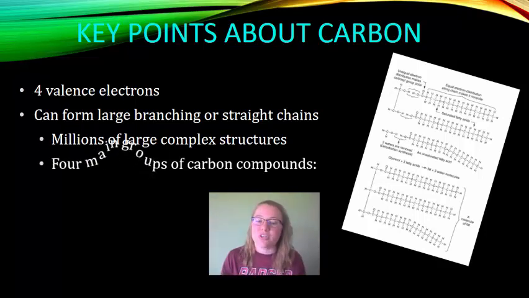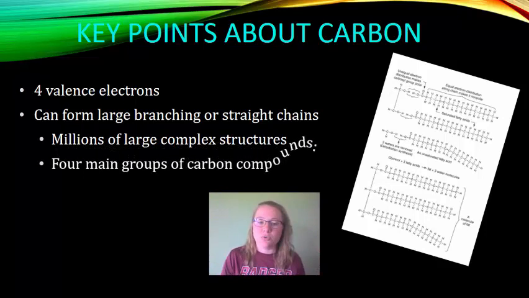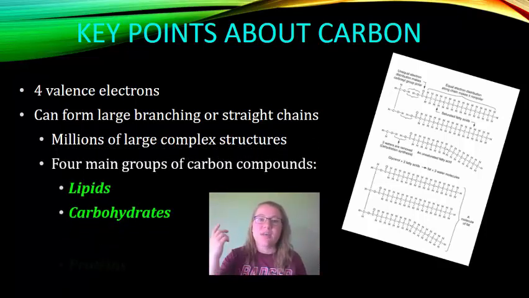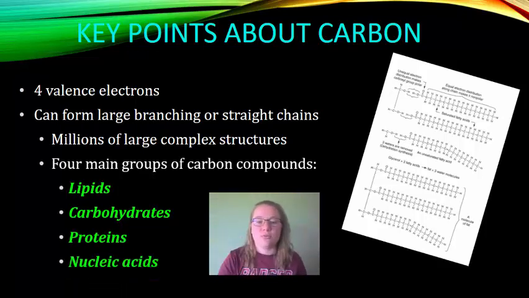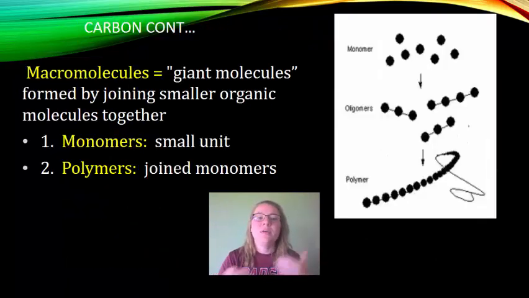These large structures are called macromolecules, and there are 4 groups: lipids, carbohydrates, nucleic acids, and proteins. Those are the 4 main groups of carbon compounds. We'll go through each of them one at a time. Now remember, macro means big. Molecule is talking about that chemical compound. So a very, very big chemical: a macromolecule.